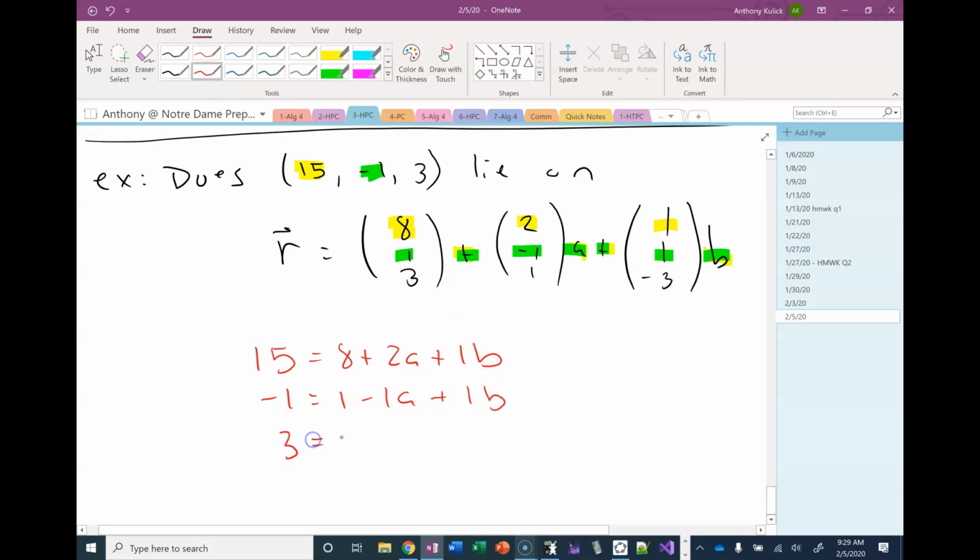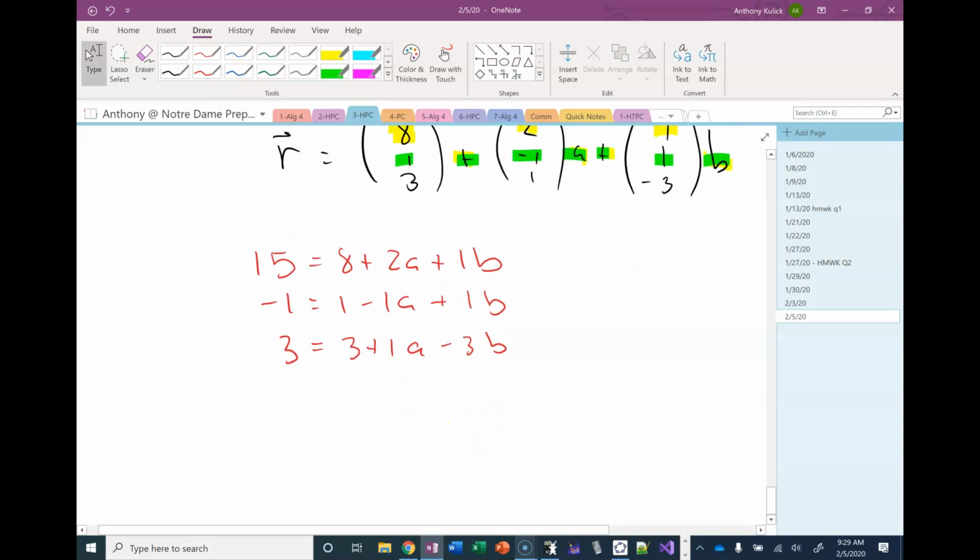And then 3 equals 3 plus 1a minus 3b. How many variables do I have in each of these equations? 2 variables, right? So to solve an equation with 2 variables, I have to make a system of 2 equations and solve that system. I have 3 equations though. Which 2 should I pick? It doesn't matter. You pick any 2.